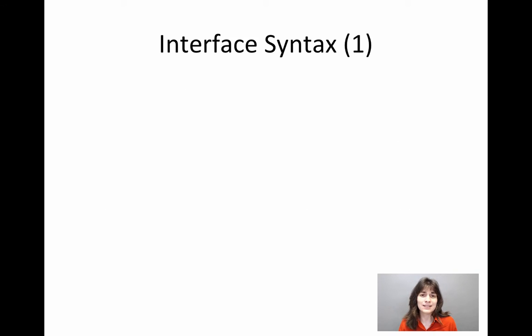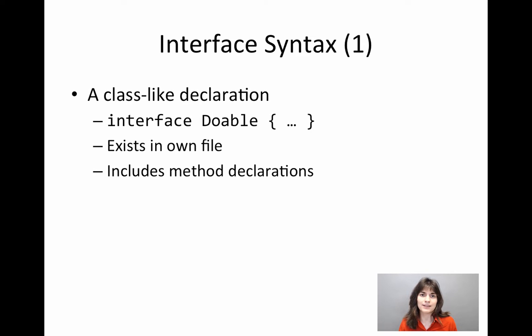Let's take a look at the syntax of an interface. How do we write an interface? It looks very much like a class. It starts with the reserved word interface and then the name of that interface, curly braces, inside which we're going to put the interface definition. We write an interface in its own file, exactly as we would do with a class, and inside the interface we have method declarations.